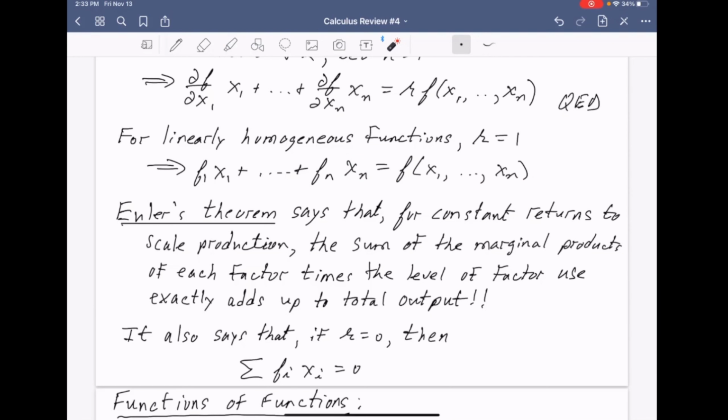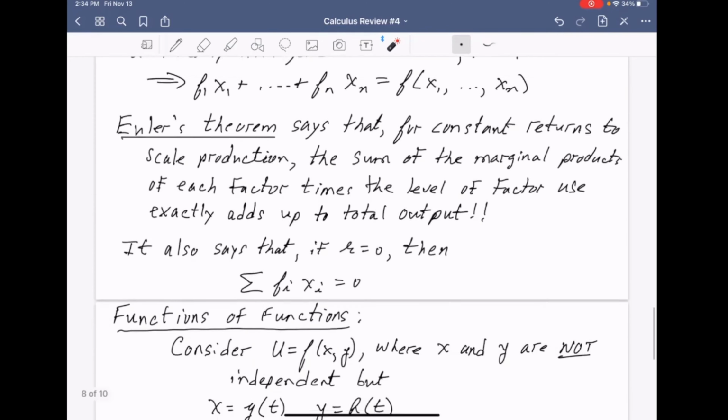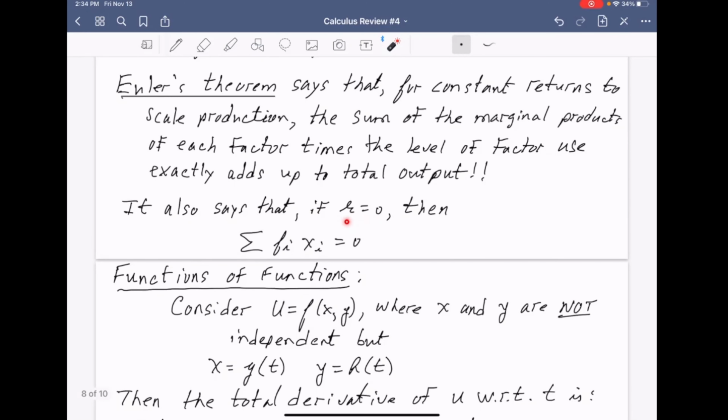So Euler's theorem says that for constant returns to scale production, the sum of the marginal products of each factor times the level of factor use exactly adds up to total output. And that's important in economic theory. It also says that if r is equal to 0, so homogeneity of degree 0, then the sum of the marginal products times xi equals 0.